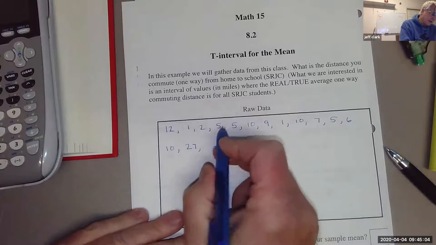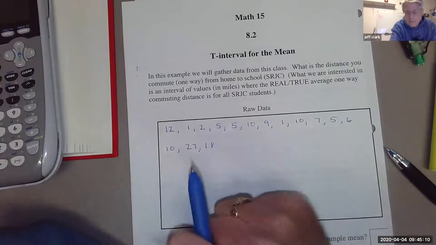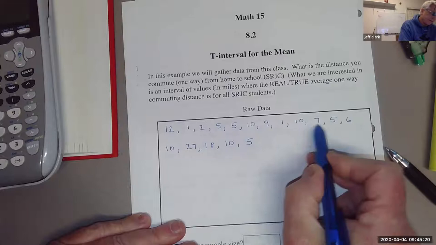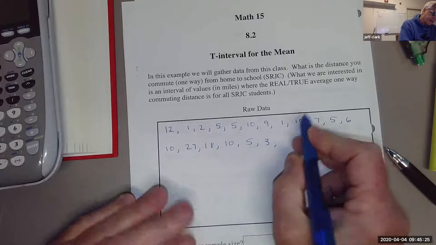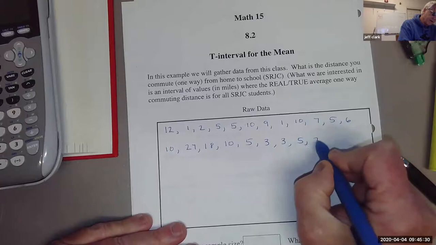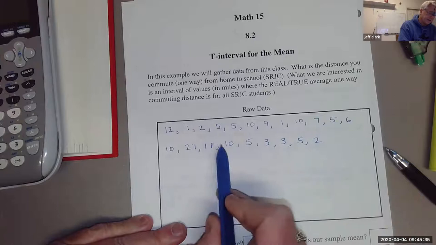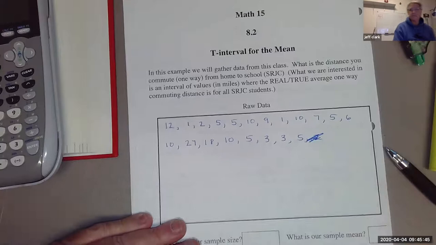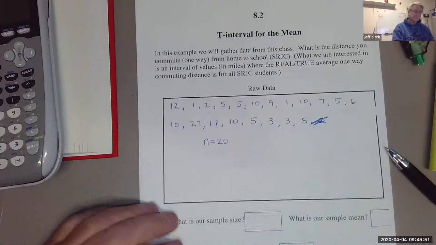And then let's say there was 18 miles. Maybe they live in Casadero or on the coast. And then there's 10 miles and 5. How many got? 2, 4, 6, 8, 10, 12, 14, 16. Let's say 3 miles, 17, 3 miles, 18, 5 miles, and 2 miles. I think that's 20. 2, 4, 6, 8, 10, 12, 14, 16, 18, 20. All right, forget that person. So N equals 20. There's 20 people. So down here, what's our sample size? It's 20.